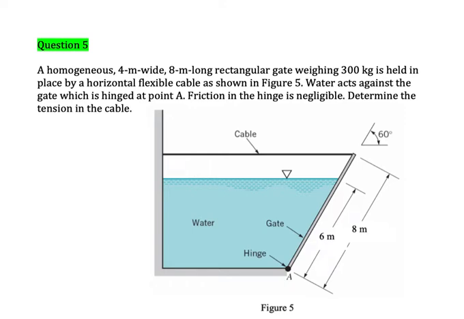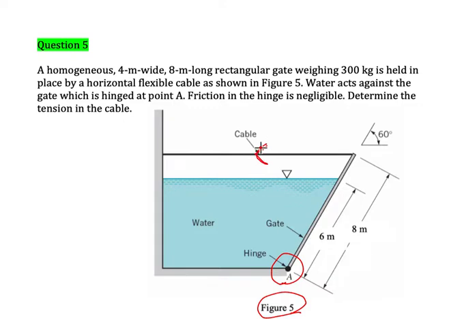A homogeneous 4 meter wide, 8 meter long rectangular gate weighing 300 kg is held in place by a horizontal flexible cable as shown in figure 5. Water acts against the gate, which is hinged at point A. Friction in the hinge is negligible. Determine the tension in the cable.